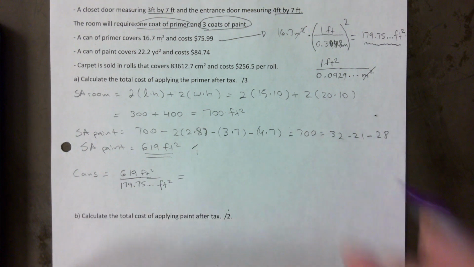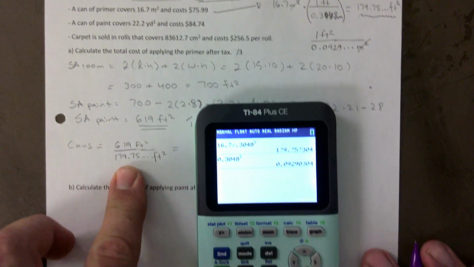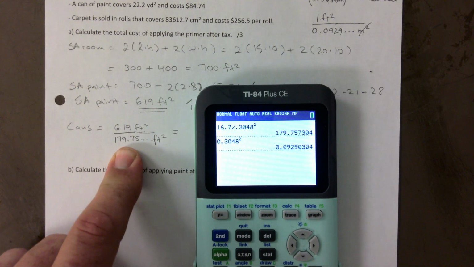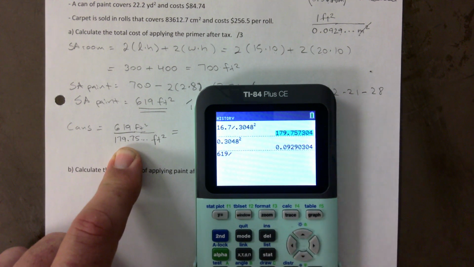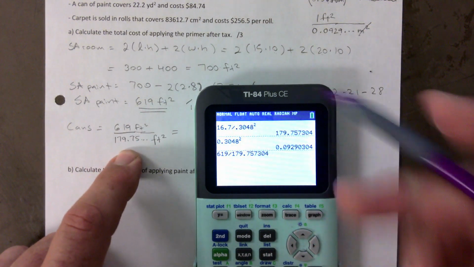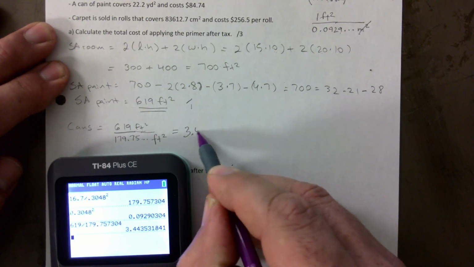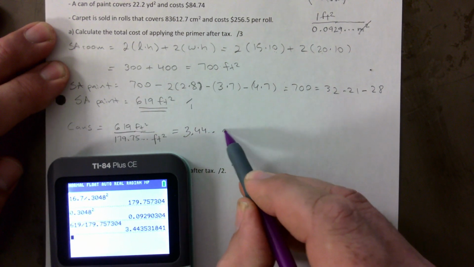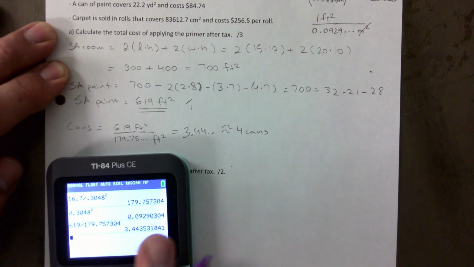And because you have these awesome calculators, you don't have an excuse to drop decimals along the way. So watch what I do. 619 divided by, I'm going to go look up that number and just paste it, right? You hit enter. So it's 619 divided by that. So that would be 3.44 and something, which is approximately 4 cans that are required.